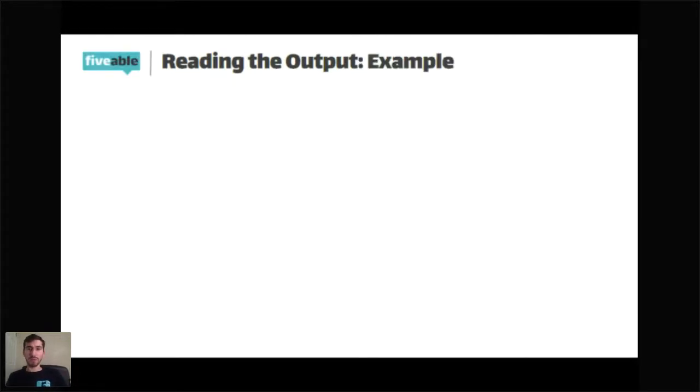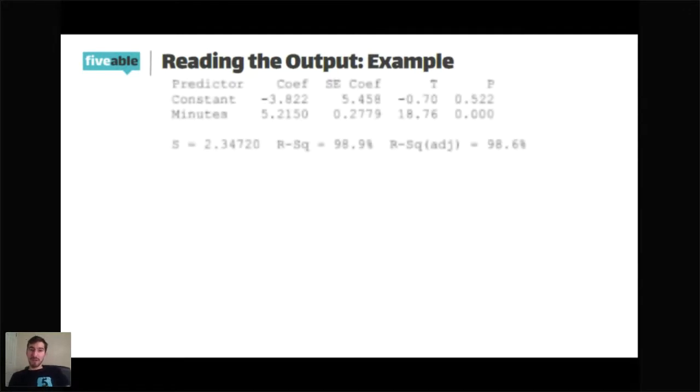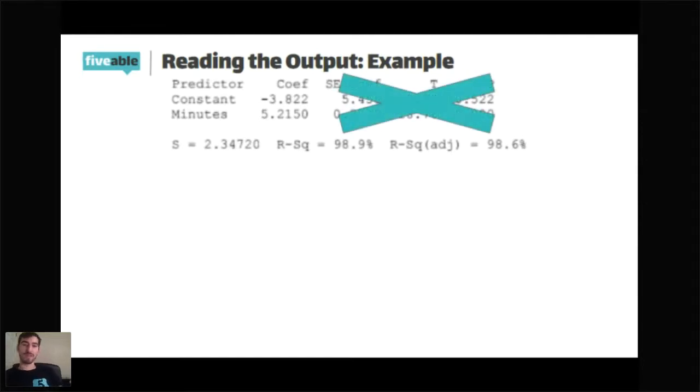Okay. So let's look at another example of a computer output. Okay, just from this alone, without me showing you any more context, we're going to ignore those. Okay, what can you tell me about this situation? Well, you can tell me that 98.9% of the variability in the response variable is accounted for by the least squares regression line. You can tell me that.